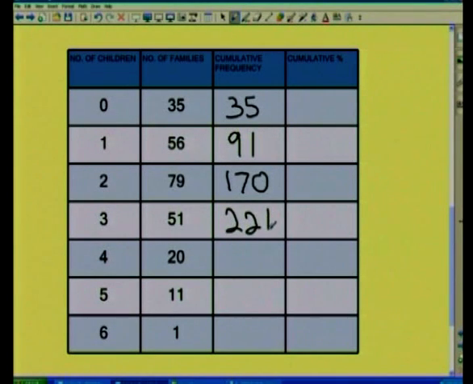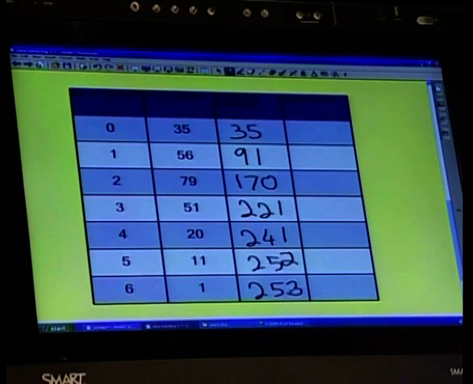221, 241, 252, and lastly, one more family, 253. So this column over here is simply a total of all the families as they keep having more children from 0 up to 6.